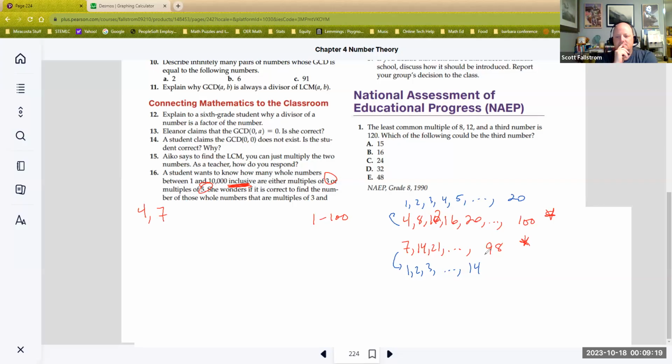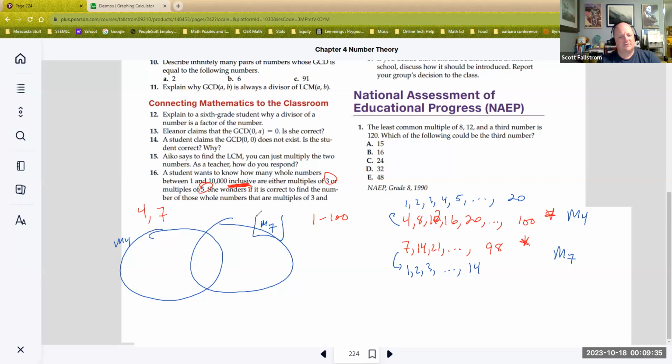Now what we're thinking of is here are all the multiples of 4, and here are all the multiples of 7. When you are creating this picture, think of it like a Venn diagram: your multiples of 4 on one side, your multiples of 7 on the other. Multiples of 4 are 4, 8, 12, 16, 20, 24, then 28. But remember, 28 is actually in both because it is a multiple of 4 and a multiple of 7.